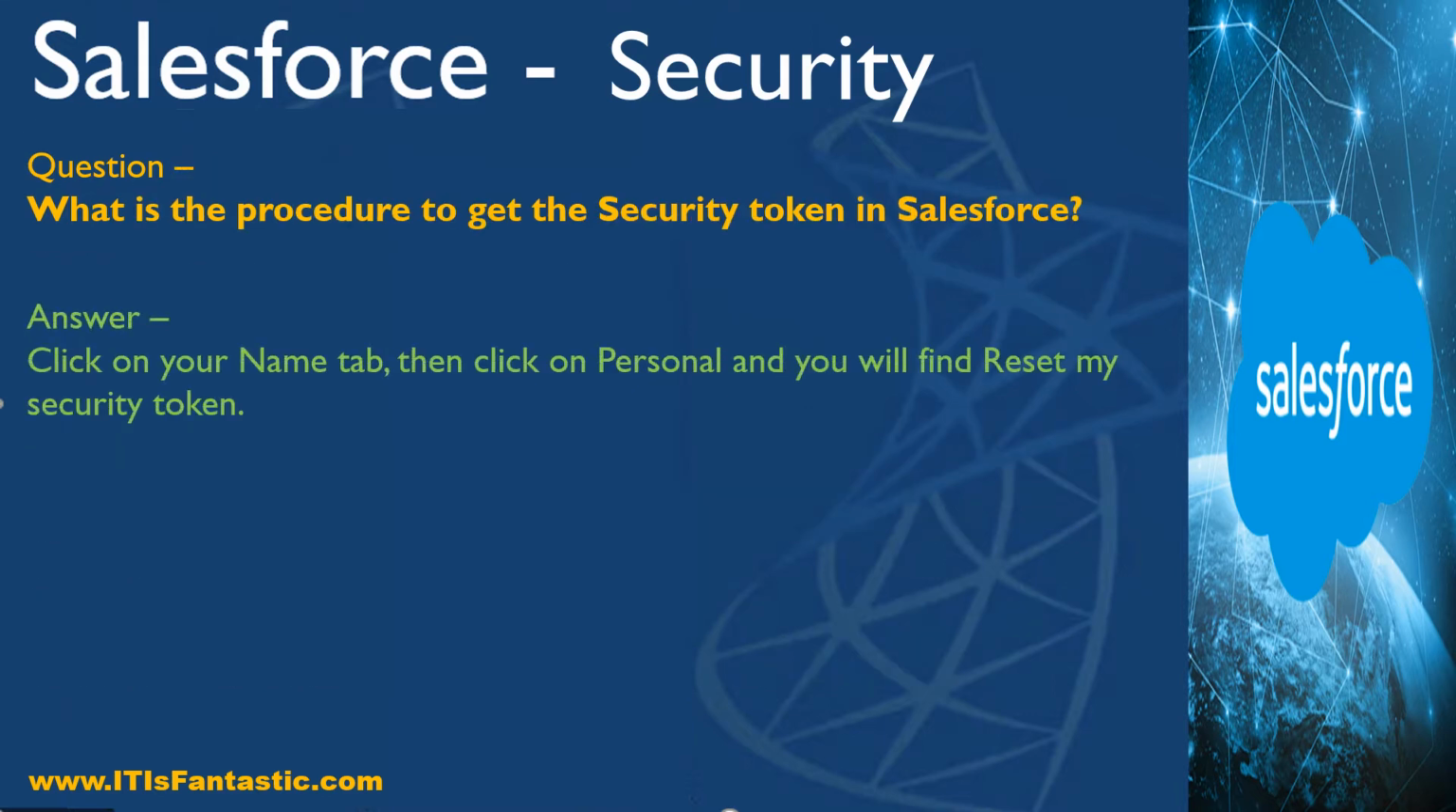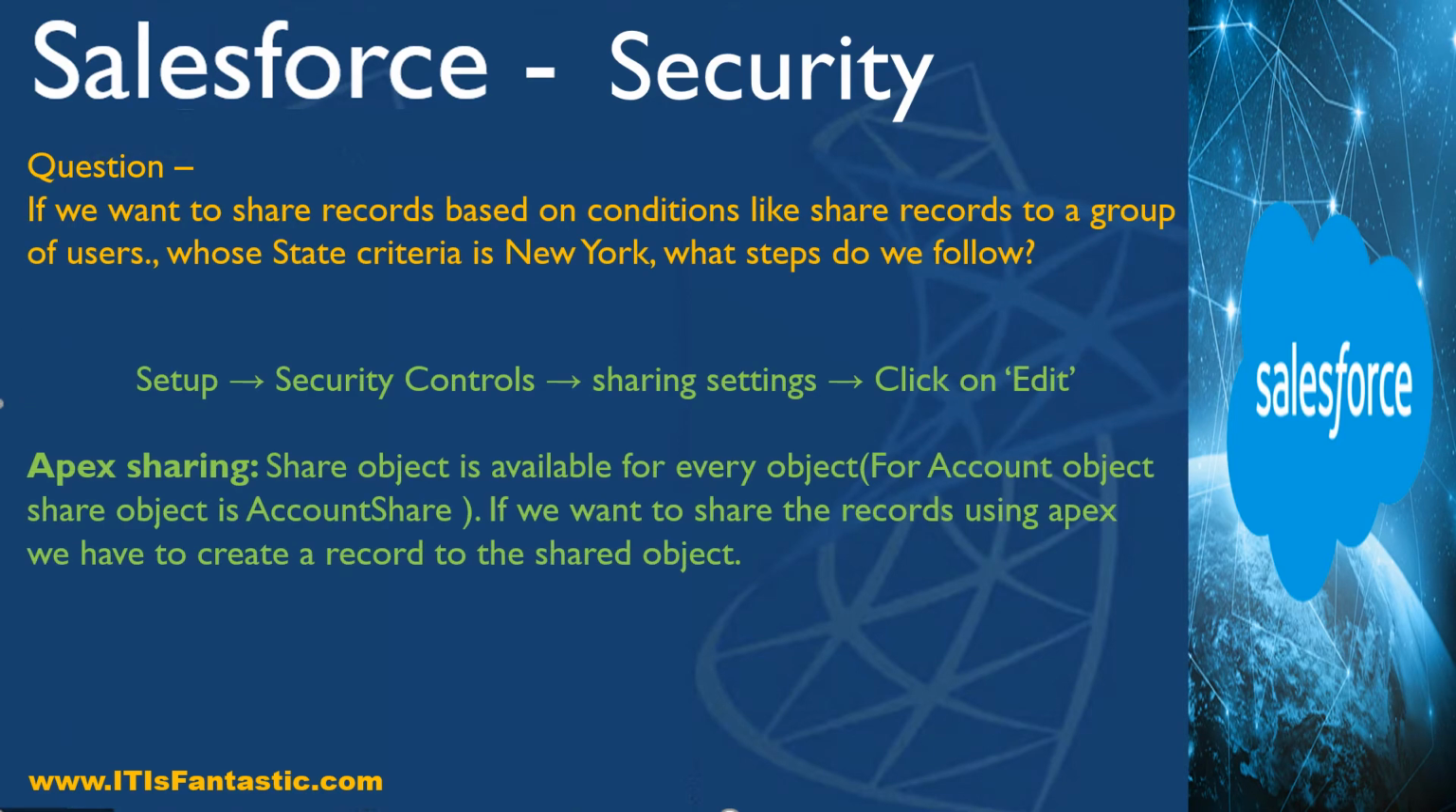What is the procedure to get the security token in Salesforce? We click on our Name tab, then click on Personal, and we will find the Reset My Security Token option. If we want to share records based on conditions, like sharing records to a group of users whose state criteria is New York, what steps do we follow? We start at Setup, then Security Controls, Sharing Settings, and then Edit.